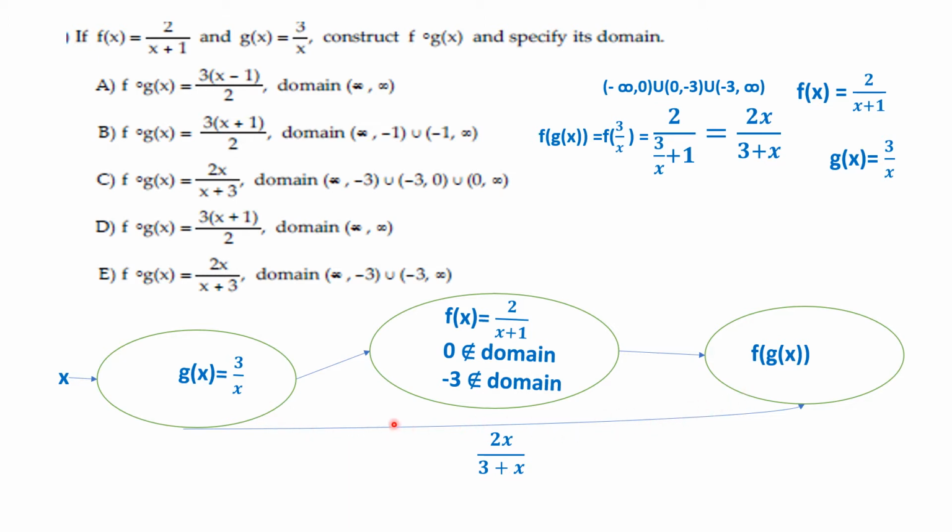This is the composite function, and this is the construct. So the domain of the composite function is the same as the domain of g of x. And here is the domain, and here is the construct. Now we have to match and see which answer is the correct answer. The correct answer is therefore part C, because part C has 2x over x plus 3, and the domain is negative infinity to negative 3, union negative 3 to 0, union 0 to infinity. So the correct answer is C.